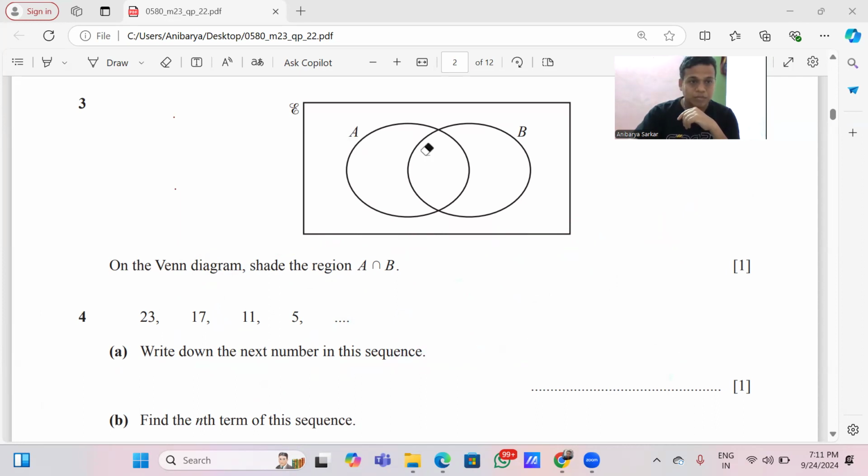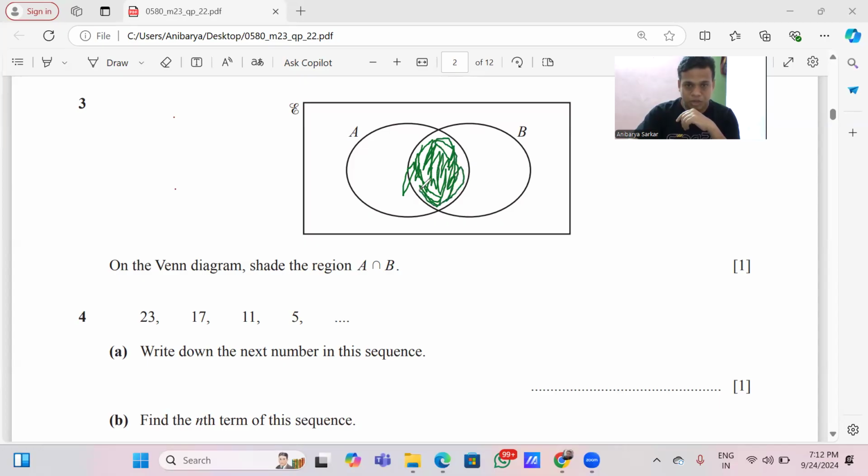Okay. A intersection means common part. So these are the common part. A intersection B basically means common part. Intersection means common part. So basically this part is the common part. So you shade this region.